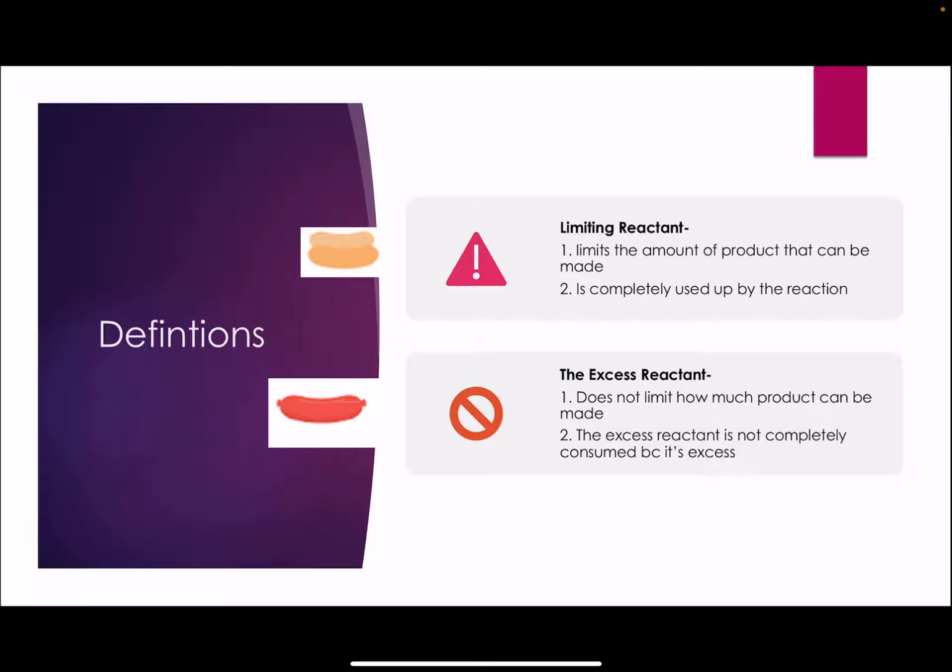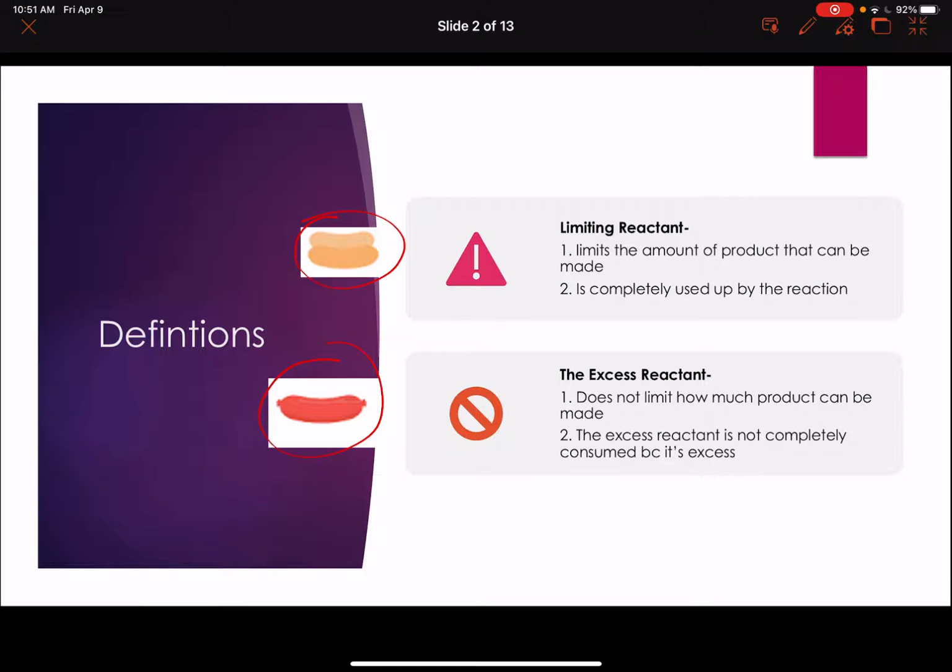So just definitions right off the bat. A limiting reactant, we'll do examples with these in a second. A limiting reactant limits the amount of product that can be made. So it is completely used up by the reaction. So this right here is going to determine how much product will be made, how much is possible. Versus this right here is the excess.